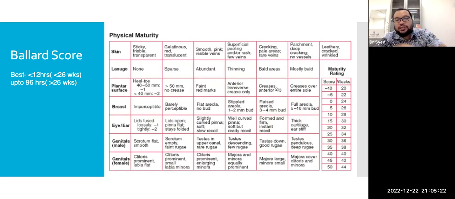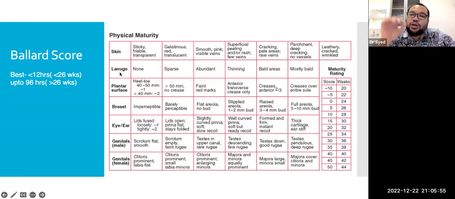So physical maturity ni, actually this is very interesting sebenarnya. So we talk about dia punya skin dia, the more premature the baby kan, ni 0, 1, 2, 3, 4, 5 macam tu, kita marking kan dia. So sticky, friable, gelatinous, smooth pink, visible vein ni more mature. Ni sebelah kiri is more premature, sebelah kanan ni is more mature baby. So kita marking kan dia 0, 1, 2, 3, 4, 5 macam tu.